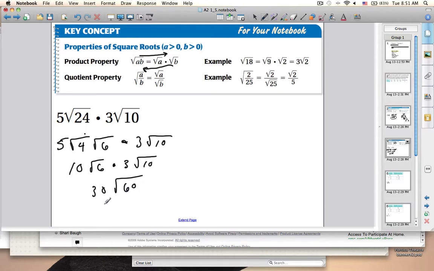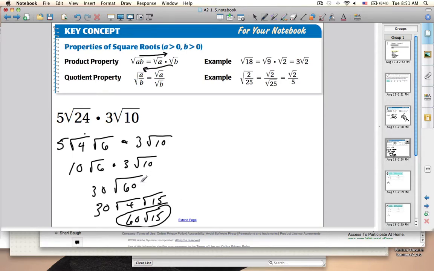Now I know that 4 is also a factor of 60. So I know this is 30 times the square root of 4 times the square root of 15. The square root of 4 is 2 times 30 is 60 times the square root of 15, and now I'm fully simplified.